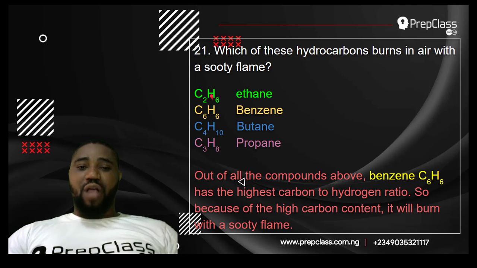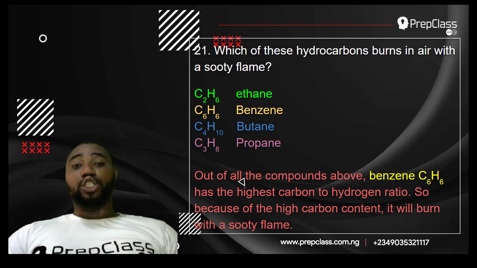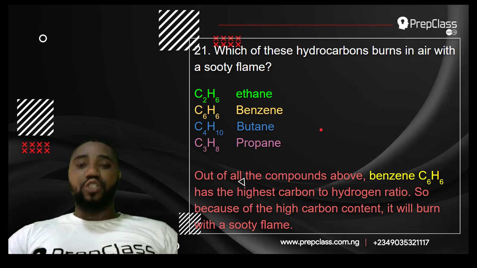Now you can see each of these hydrocarbons. The first one is ethane, the second one is benzene, the third one is butane, the fourth one is propane. Out of all of them, benzene is the only one that has a high carbon content, which simply means that its carbon to hydrogen ratio is high. So because benzene has a high carbon content, it is going to burn in oxygen with a sooty flame.